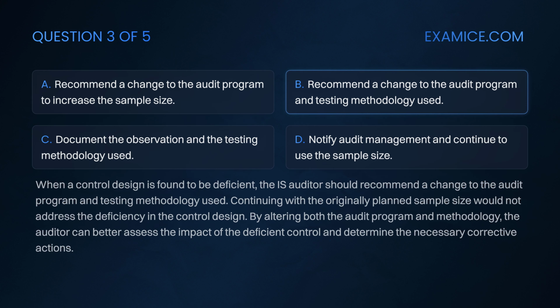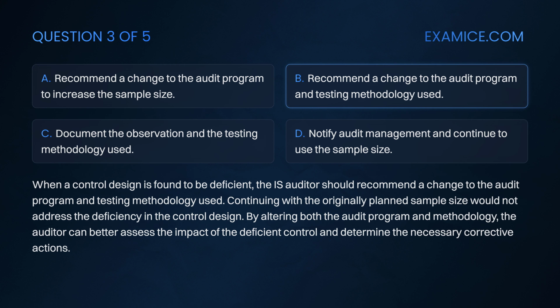When a control design is found to be deficient, the IS auditor should recommend a change to the audit program and testing methodology used. Continuing with the originally planned sample size would not address the deficiency in the control design. By altering both the audit program and methodology, the auditor can better assess the impact of the deficient control and determine the necessary corrective actions.